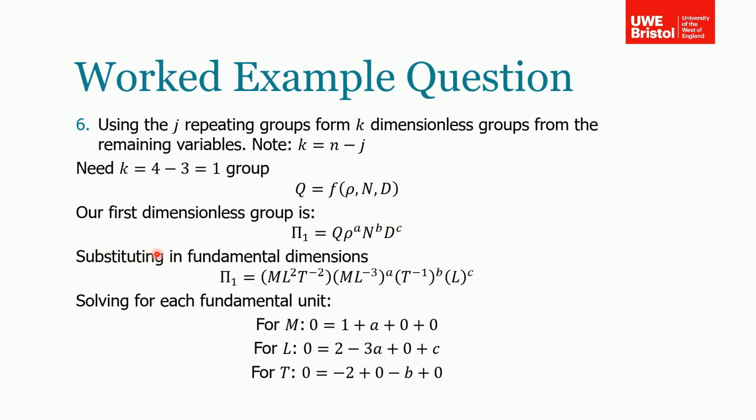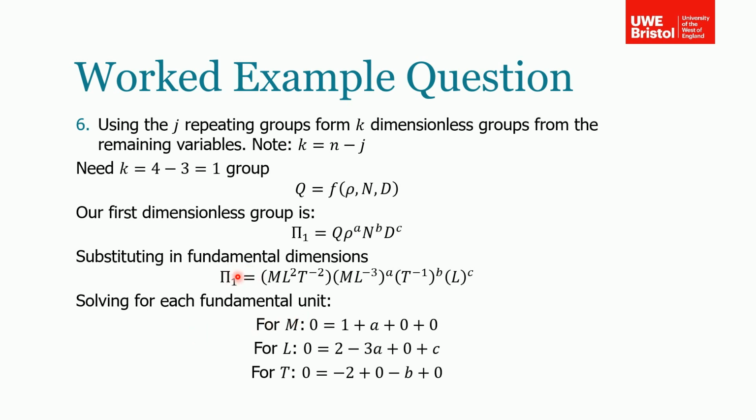We then substitute in the fundamental dimensions. So for Q, we said that it was this relationship. For density it's this, for speed it's this, and for diameter it's this. Now we can work out what A, B, and C are by writing an equation for the exponents for each fundamental unit.